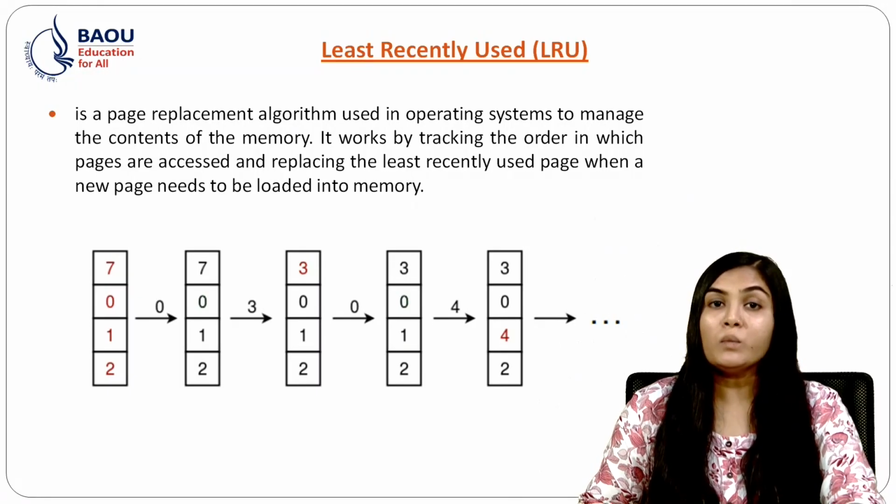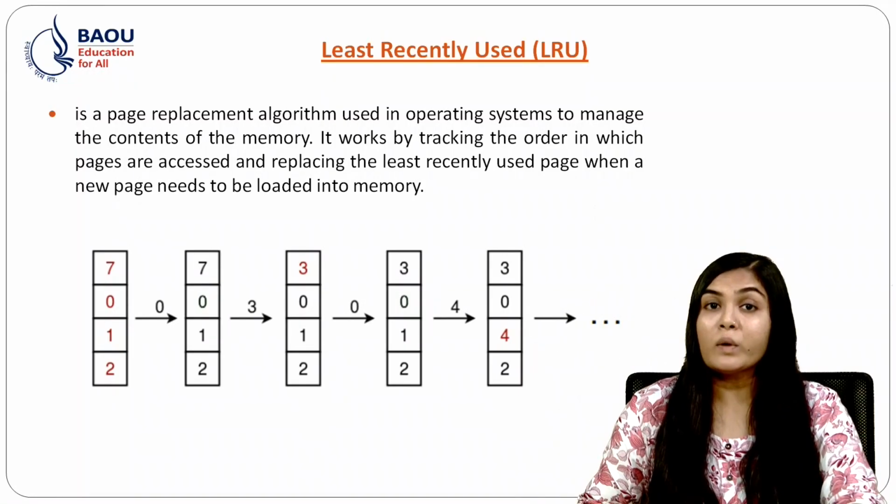7 0 1 2 0 3 0 4 2 3 0 3 3 2. So initially we have 4 page slots, and all slots are empty. So what we will do, when 7, 0, 1, 2 are allocated to the empty slots, then 4 page faults will occur. If we see here, 0 is already there, so there will be no page fault for 0.